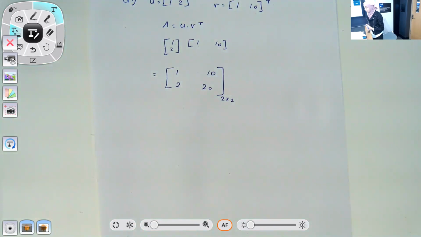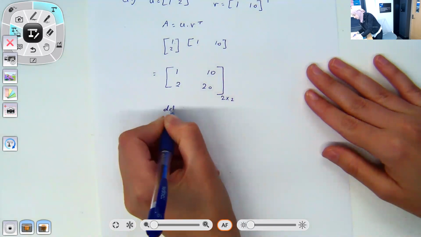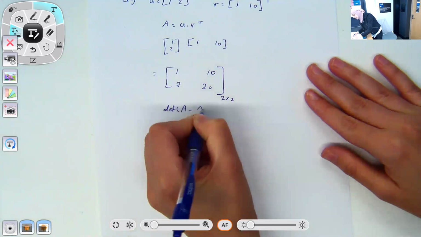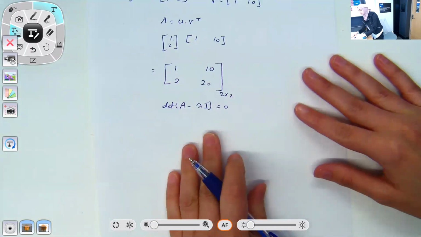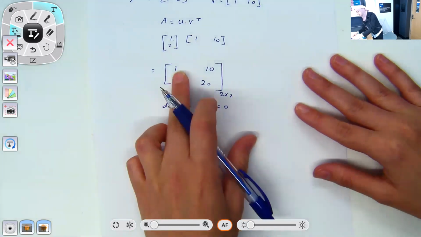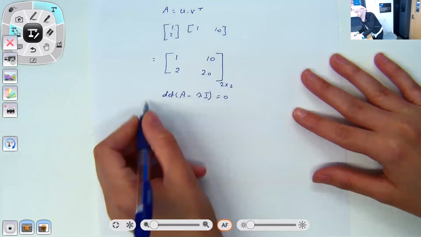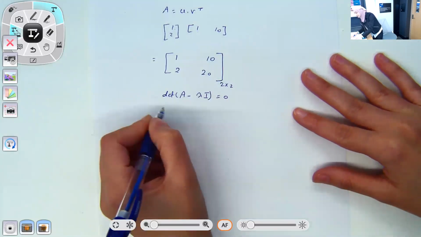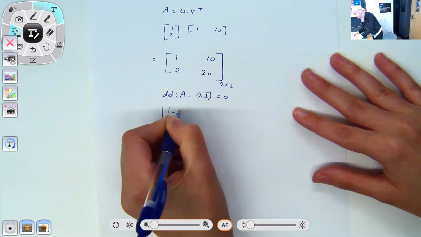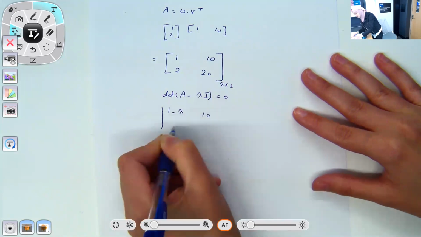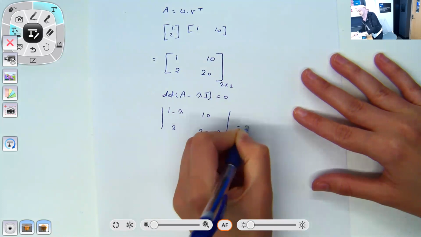To find the eigenvalues, we need to follow this equation, which says the determinant of A minus lambda I equals 0. So we need to find the determinant of this matrix after subtracting lambda from the diagonal. So let's try to find it. We need to find the lambda here: 1 minus lambda, here we have 10, here we have 2, here we have 20 minus lambda. This is equal to 0.